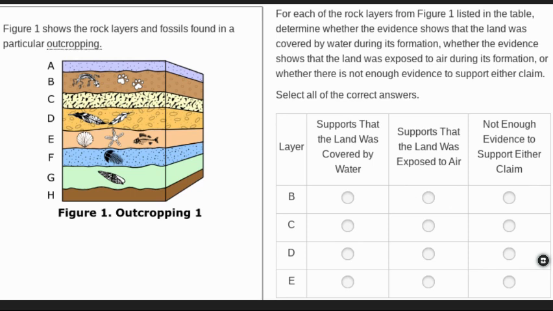Give it a shot. Let's look at C. There's no fossils here that we find, so we don't know if it was covered by water or air. It will be this one. D. Feathers, most likely exposed to air. Although it's possible, there are some creatures that can fly and go in the water, but at least it was exposed to air, so it probably wasn't totally covered by water. So most likely it would be that. And then the last one, E, we could see shells over there, and it looks like the outline of an ancient fish, so most likely covered by water.